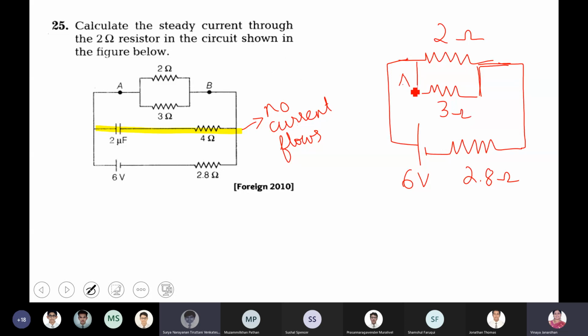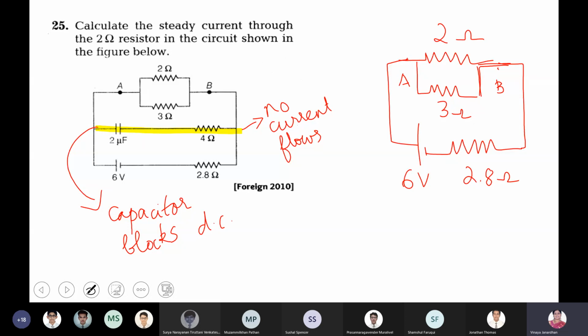Why is there no current flow? Because the capacitor blocks DC current. It only works when you are connecting it to an AC power supply. It blocks direct current. Because your power supply is a battery or a cell, that sends unidirectional, direct current. So that's the reason.